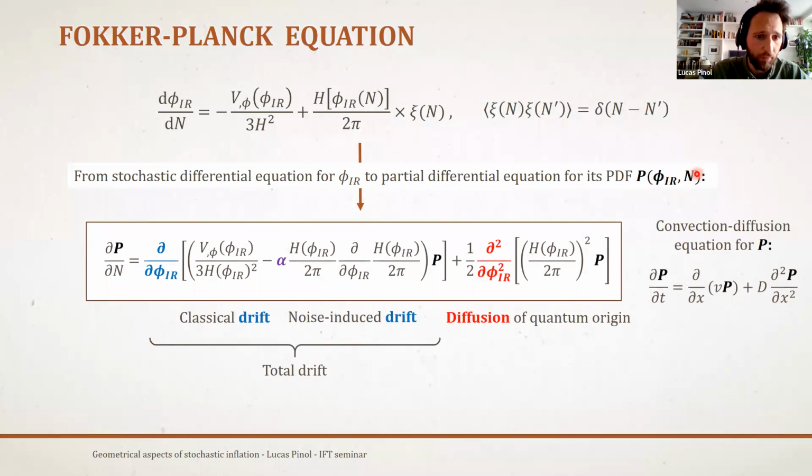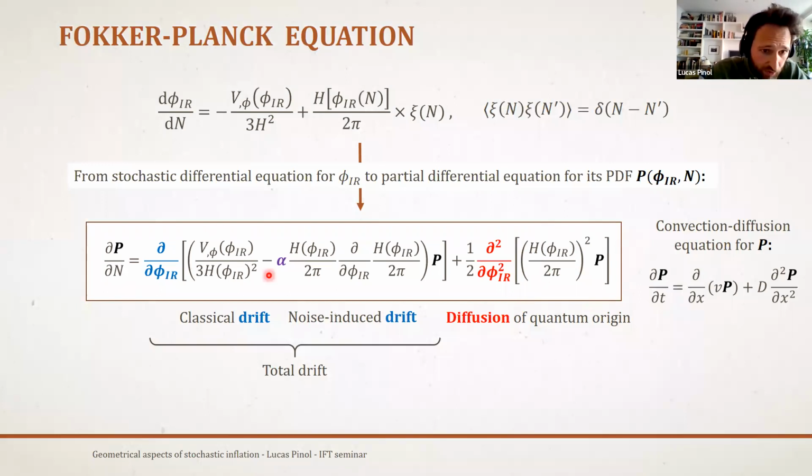And at the time N, what you find is what's called the convection-diffusion equation, which everyone knows from courses of classical physics. We have a drift term, so one derivative with respect to the field, and we have a diffusion term, second derivative with respect to the field. The diffusion clearly comes from the quantum kicks that the infrared system receives at each time step, because you see this amplitude of the noise squared here inside the double derivative.